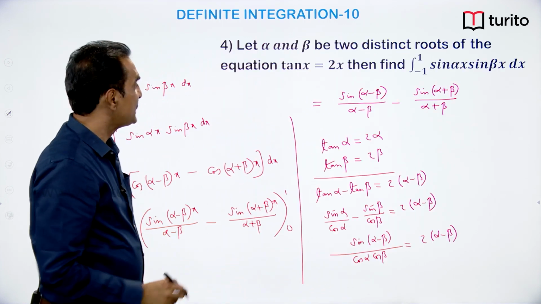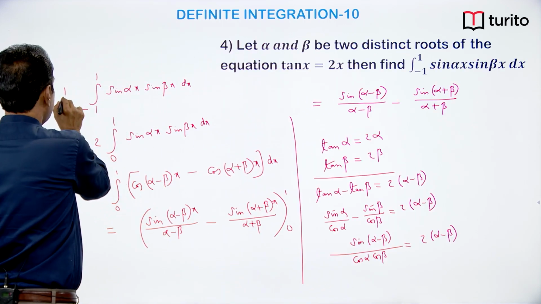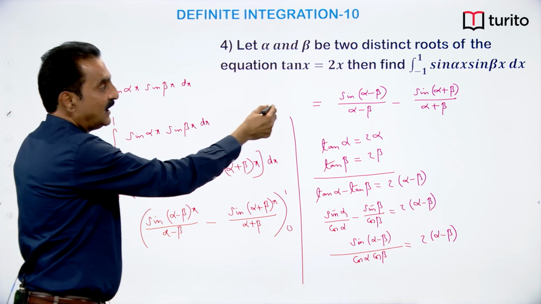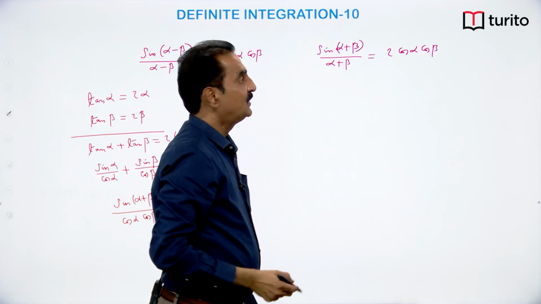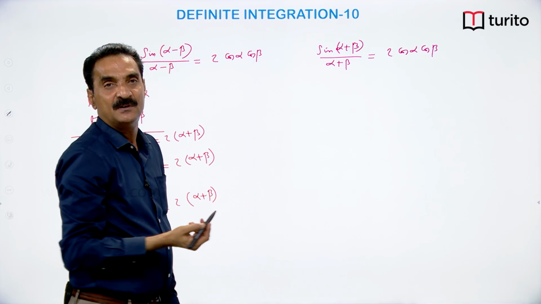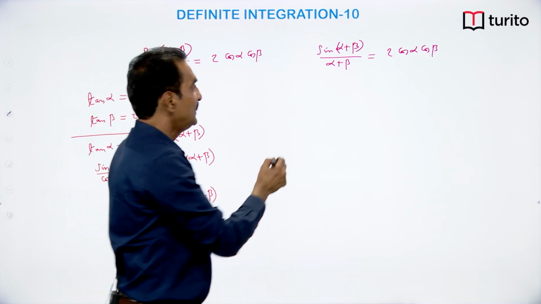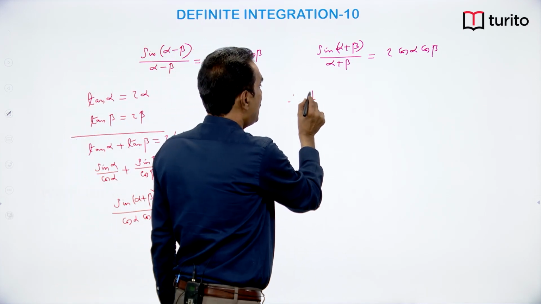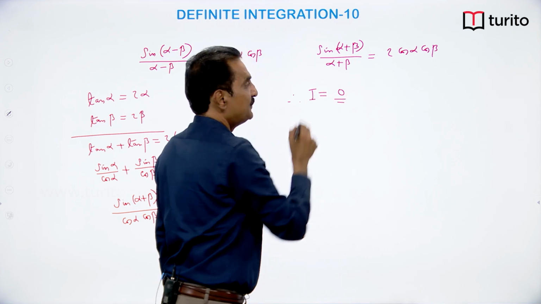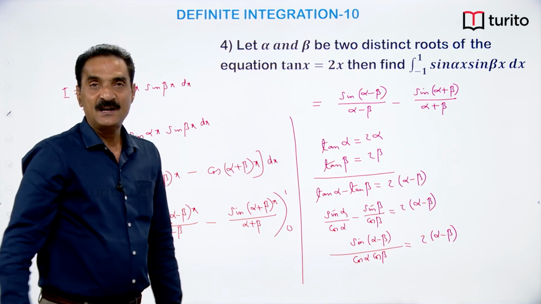Now, what is I? The given integral I is the difference of these two. What is the difference of these two? It is 0, both are equal. Therefore, I is equal to 0. The asked integral is 0.